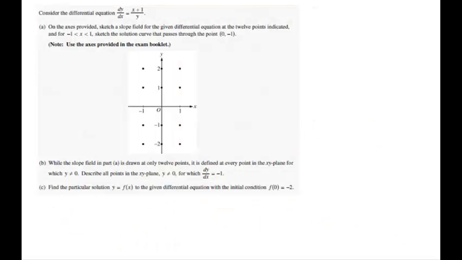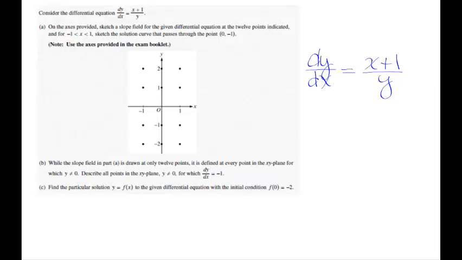Consider the differential equation dy/dx equals (x plus 1) over y. I'll write that a little bit bigger so you can for sure see it. Here is our differential equation. A says, on the axes provided, sketch a slope field for the given differential equation at the 12 points indicated. And for x between -1 and 1, sketch the solution curve that passes through the point 0, -1.